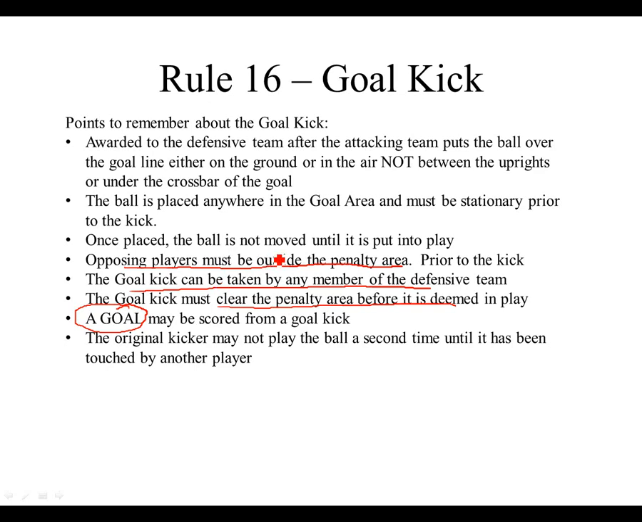The original kicker may not put the ball into play and then touch it a second time. If so, we're calling that a double touch. And you remember what that is. That's your IDK awarded to the other team from the spot of the foul. Wow. Yep. These are things that you're going to have to know. And that's goal kick.